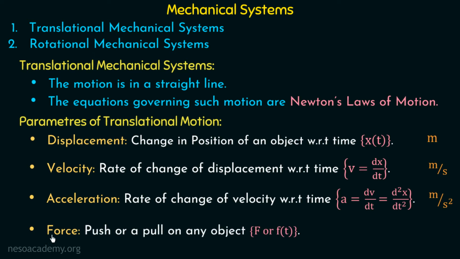Moving on to the last parameter, which is the force. A force is a push or a pull on any object. It is represented by a letter F or f(t), and the SI unit of force is Newton or kg meter per second squared. So these are the parameters of translational motion, and we'll be using these parameters while dealing with translational mechanical systems. We will now discuss the components of translational mechanical system.